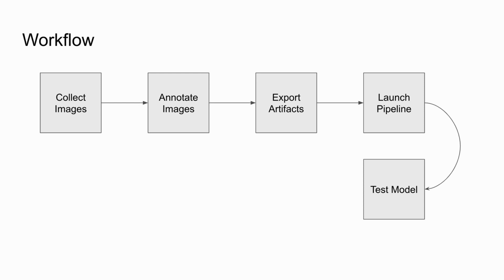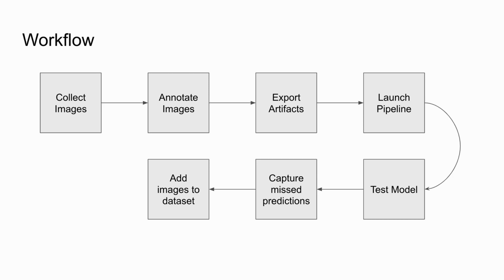Test model. Since our model was deployed with a FastAPI application, we can easily test it with the Swagger interface. Capture missed predictions. During the testing portion, it is important to test on images that were not part of the dataset. This will reveal any precision issues with the model. Missed or low confidence predictions can be collected and input back into the pipeline. Add images to dataset. We can collect all the missed images and add them to Label Studio where they will now be part of the dataset going forward. We then annotate as before and repeat the process until we have acceptable confidence levels in our predictions.